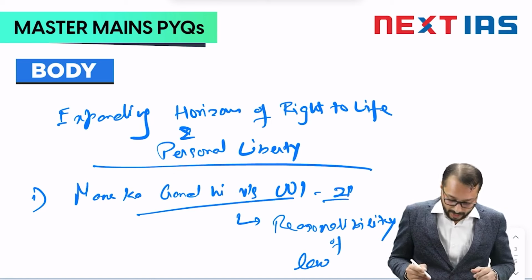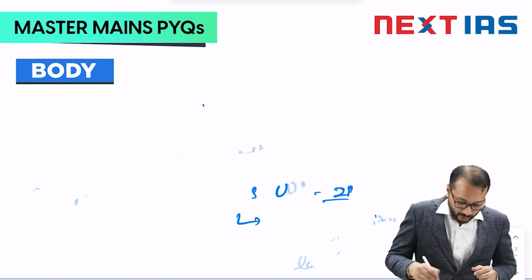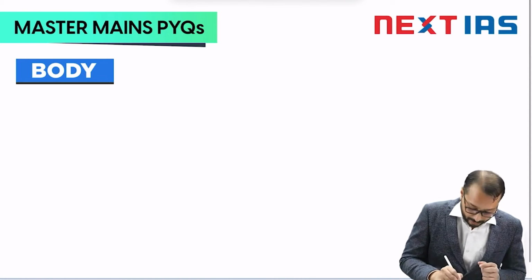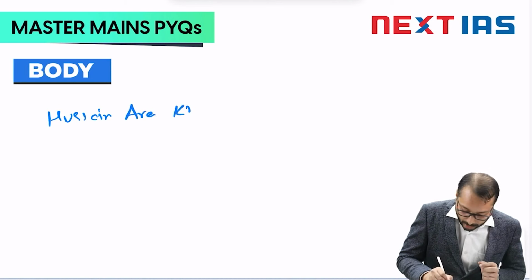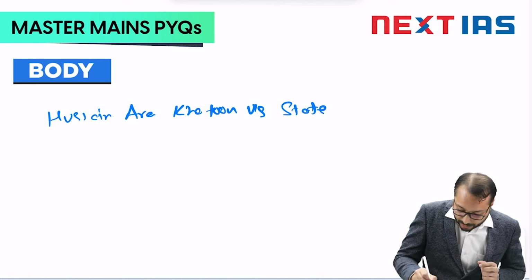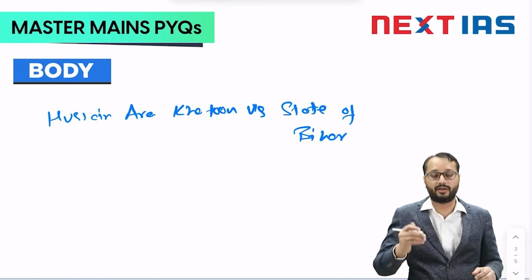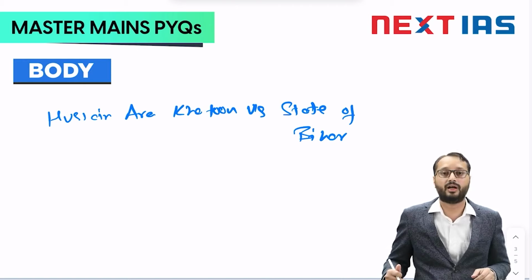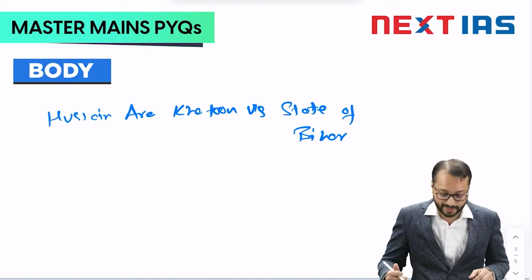The next particular case that you can cite here is a very famous case, Hussain Ara Khatun versus State of Bihar. Now, it's a very important case. If you read about PILs also, it was perhaps one of the first cases which led to the application of PILs in India.